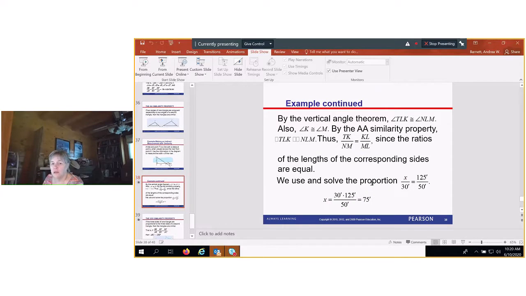So when you put it on there, it's saying that if you fill in the blank, the TK side had a length of X, the NM side had a length of 30 feet, and that equals the KL side, which had 125 feet, and the ML side had a length of 50 feet. So all we do here is just do our proportion. We're cross multiplying and then solving for X.